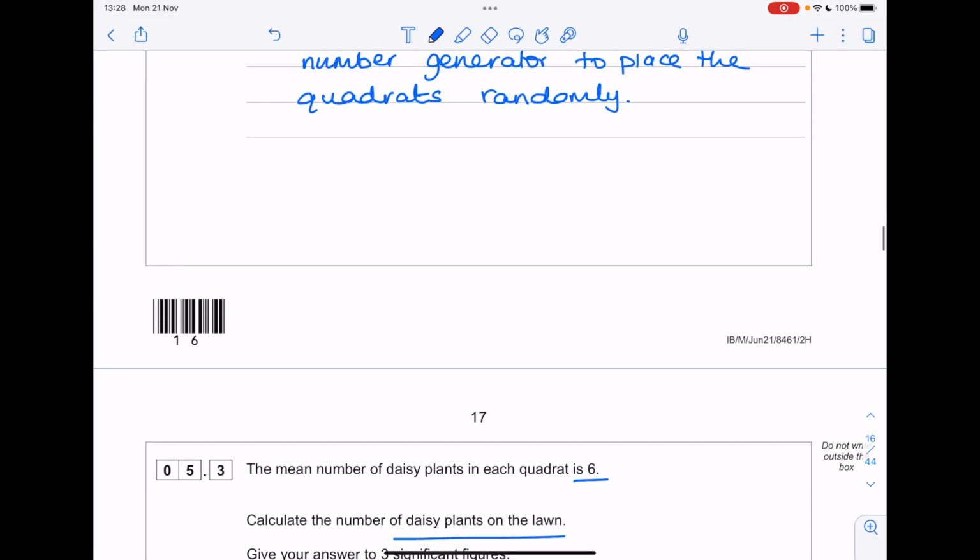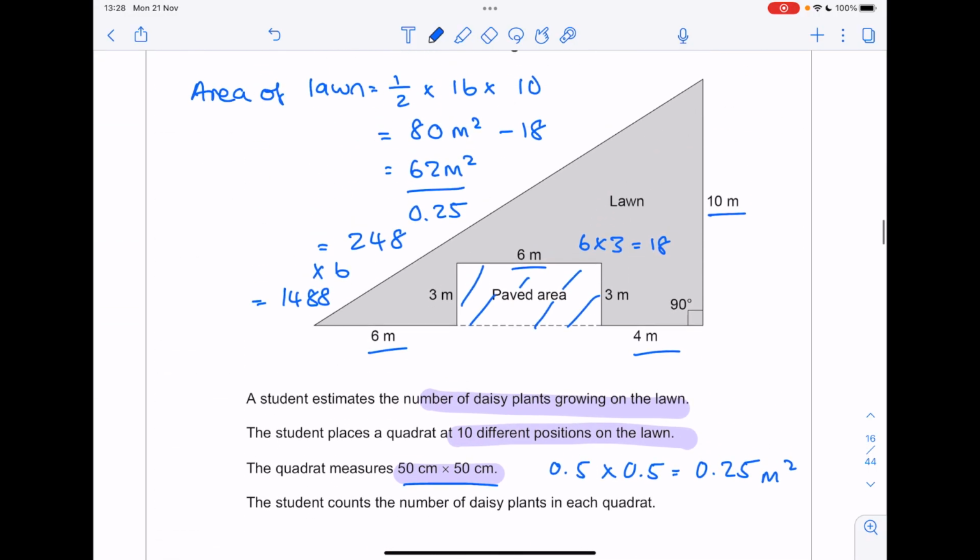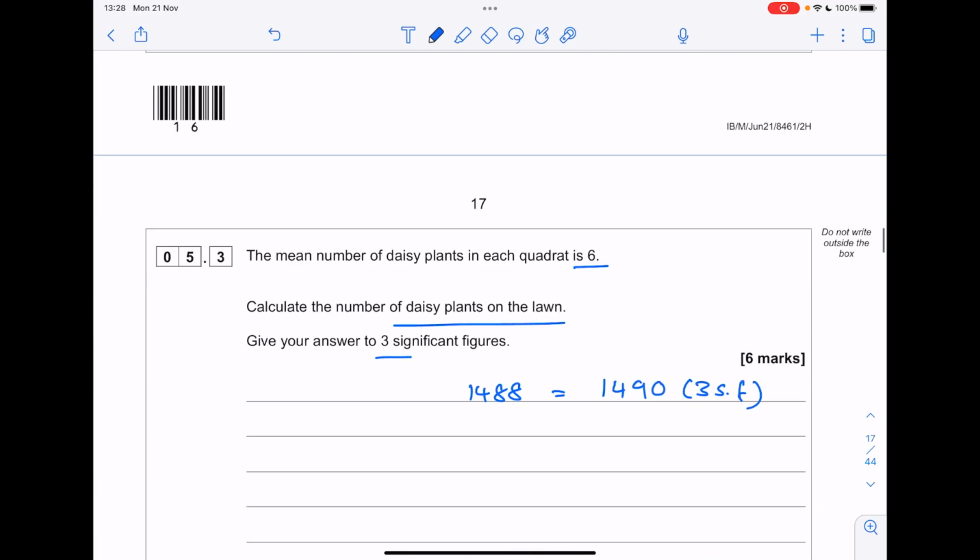Make sure you put all your working. I just showed it up here so you could see how I was arriving at my answer, but really this should all be down here.